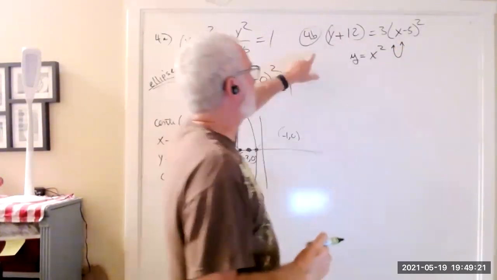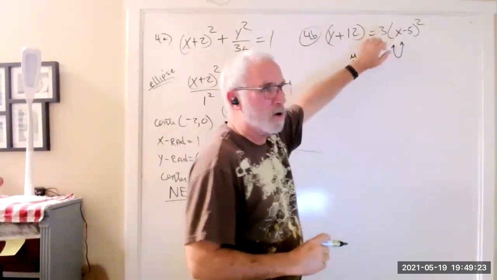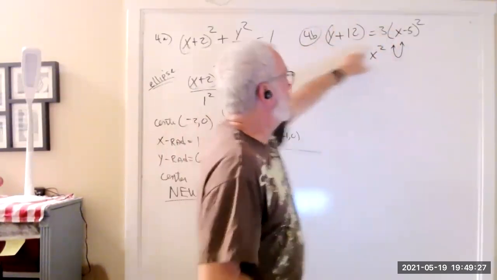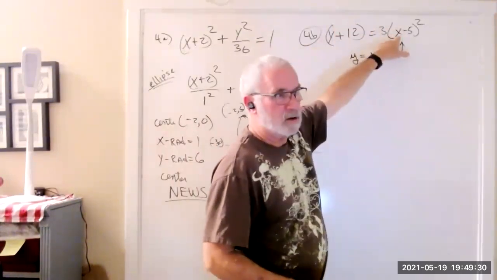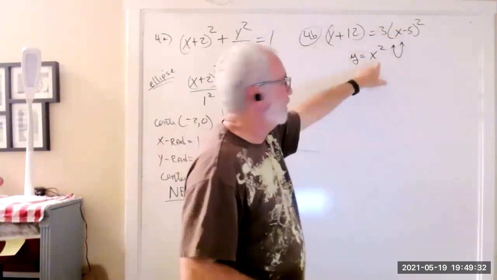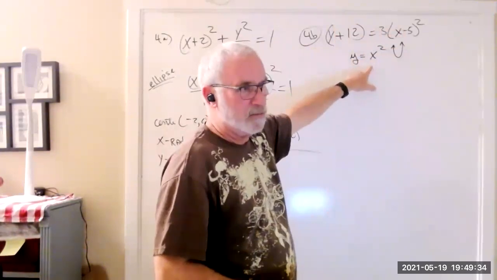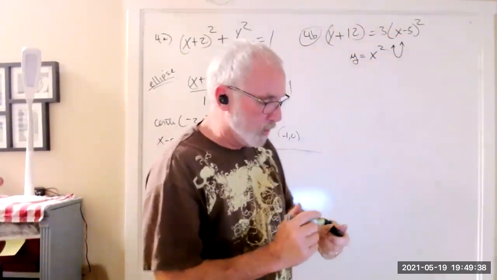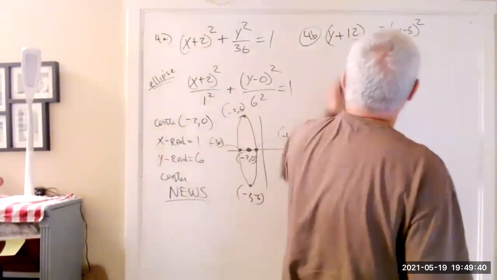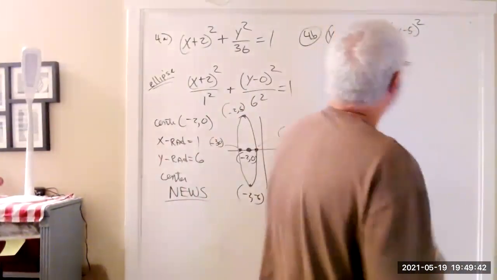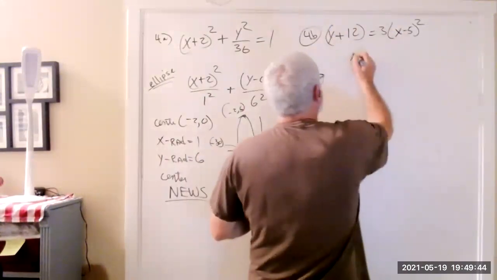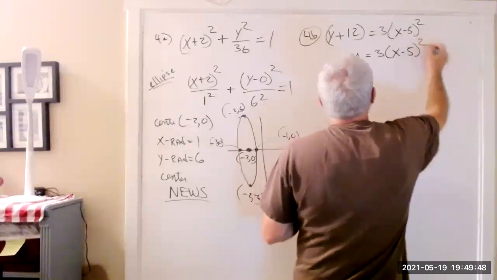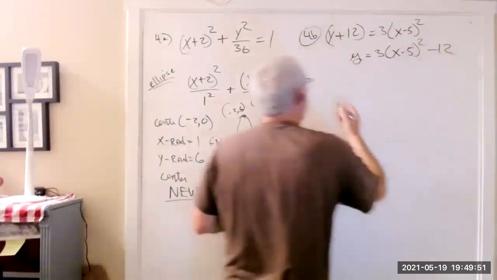Okay, do you guys understand what I mean when I say just strip away all the extra stuff, all the stuff that makes it fancy? This is y, this is x squared. So that's the basic parabola that we've been studying for a long time. Okay, so I know what it's going to look like already. So here I go. If that's the case, then what I'm going to do is move the 12 over.